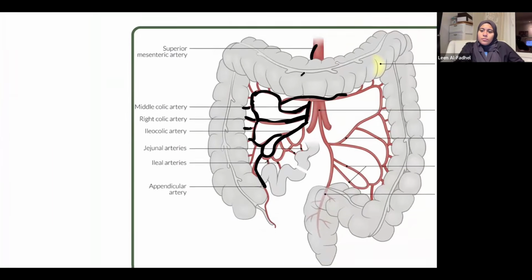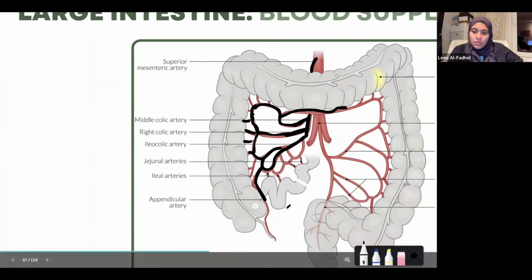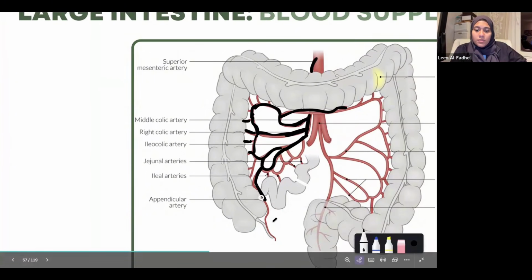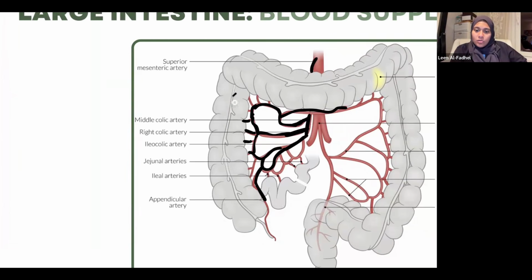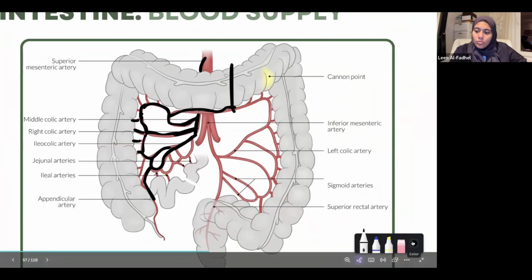Okay? So all in all, superior mesenteric artery gives off right colic, middle colic, ileocolic. Okay? Ileocolic will give off branches to the ileum and some of the cecum, and it will give off the appendicular artery. Right colic will supply the ascending colon. Middle colic will supply 2/3 of the transverse colon, so right above here. What about the 1/3? Well, this is where inferior mesenteric artery comes into play.